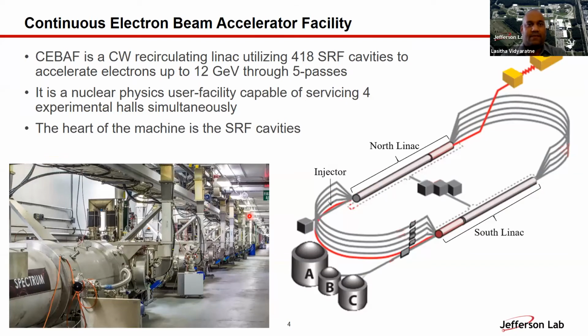CEBAF is a continuous waveform recirculating LINAC, utilizing well over 400 superconducting radio frequency cavities to accelerate electrons up to a recently improved design energy level of 12 giga-electron volts. It is a nuclear physics user facility and is designed to service 4 experimental halls simultaneously. As I mentioned before, the heart of the machine is these cryo modules, shown in the picture, placed in the north and the south LINAC of the CEBAF. And each cryo module has a bunch of superconducting radio frequency cavities in it.